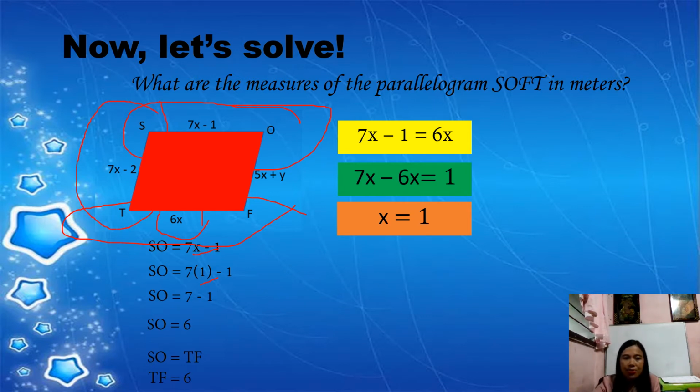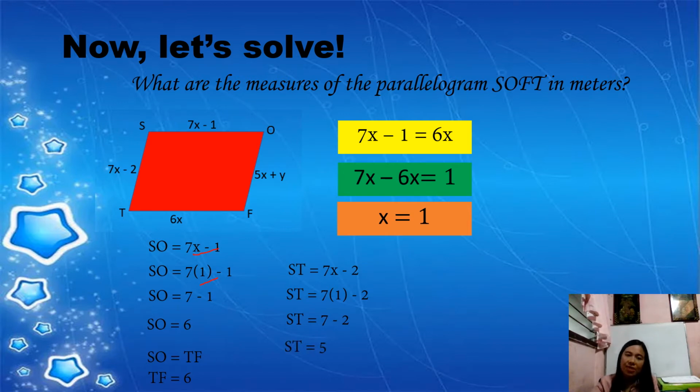Okay? So to solve for ST, let's erase first. To solve for ST, just the same, by parallelogram property number 1, we can equate ST with the given, which is 7x minus 2. Now, since the solved value for x is 1, substitute it, so we can have 7 times 1 minus 2. Now, 7 times 1 is 7 minus 2, so we have ST is equal to 5.